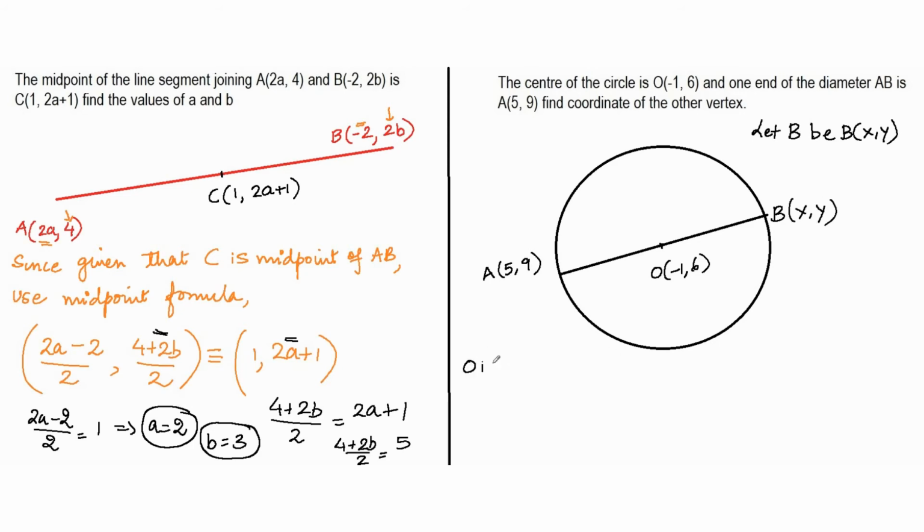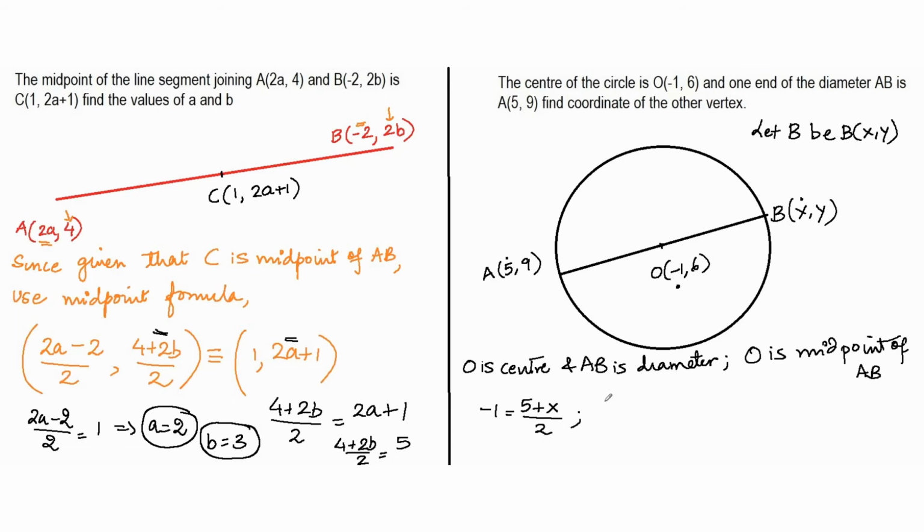Therefore, since O is the center and AB is the diameter, I know that O is the midpoint of AB, which means negative 1, the x coordinate of O, will be the average of the two x coordinates. That will be (5 + x)/2, and 6, the y coordinate of the center, will be the average of the two y coordinates. That will be (9 + y)/2.